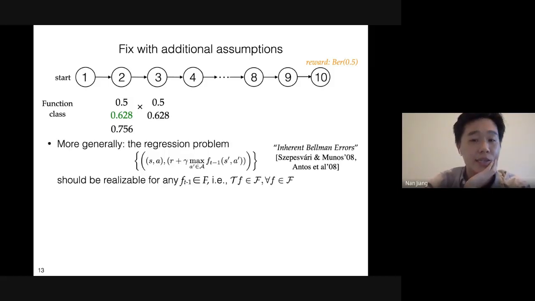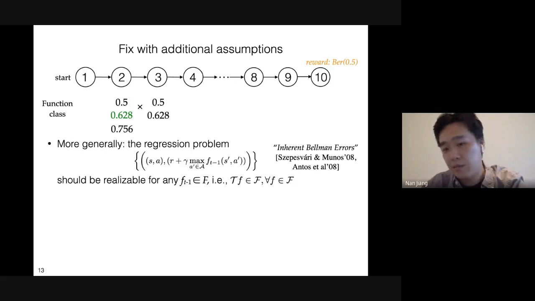And if you want to generalize it, basically what it says is that, because in infinite Q iteration we're solving this particular regression problem, and we really want to do a good job in solving it, our function class should contain the Bayes optimal regressor for this problem. And because f_{t-1} can be random, we make a pessimistic assumption, which says that for any f in the class, its Bellman update T f is also in the class.